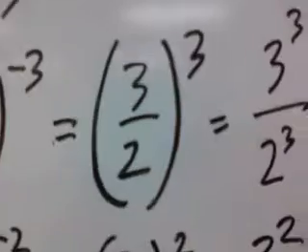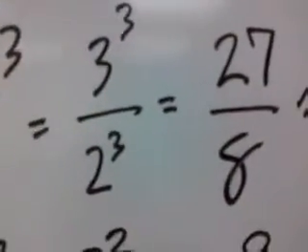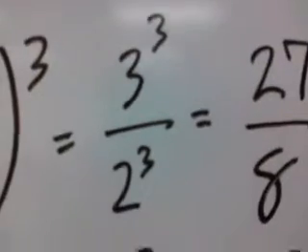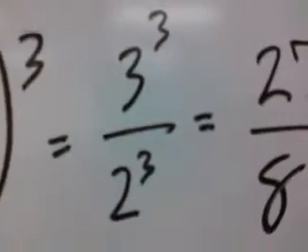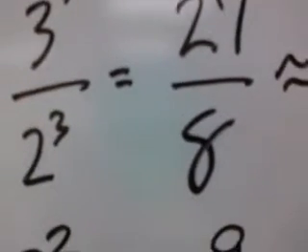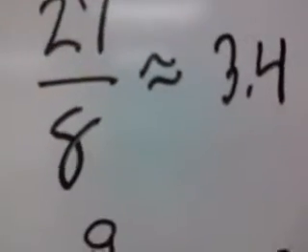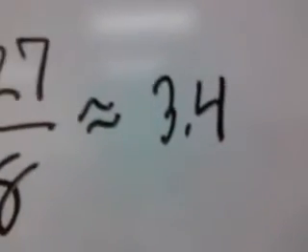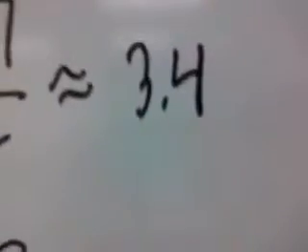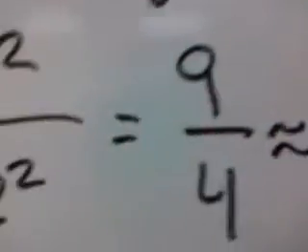I break that up, I make it 3 to the 3rd power over 2 to the 3rd power. 3 to the 3rd power, which means 3 times 3 times 3, is 27. 2 to the 3rd power, which means 2 times 2 times 2, is 8. That gives me 27 divided by 8. I get approximately 3.4. I substitute my other numbers in there similarly, and I get the values for them.